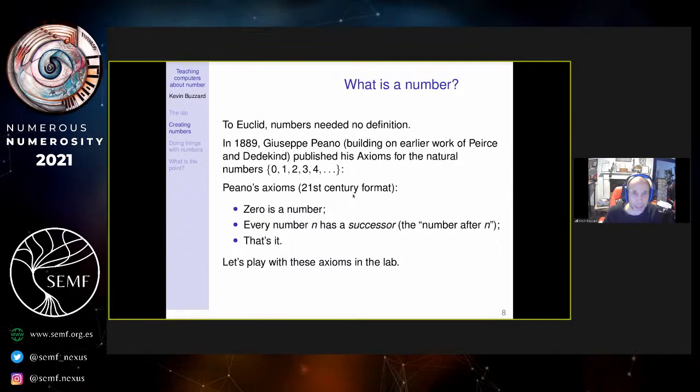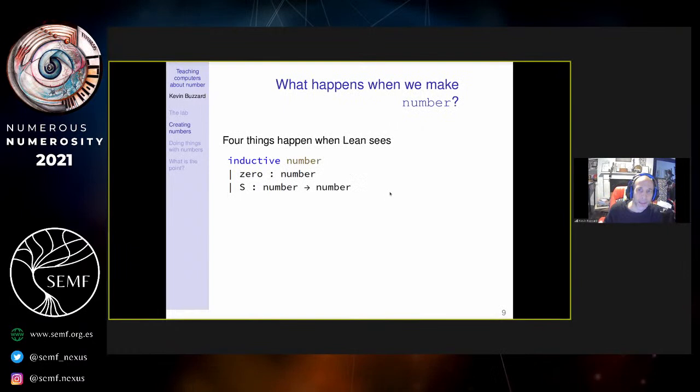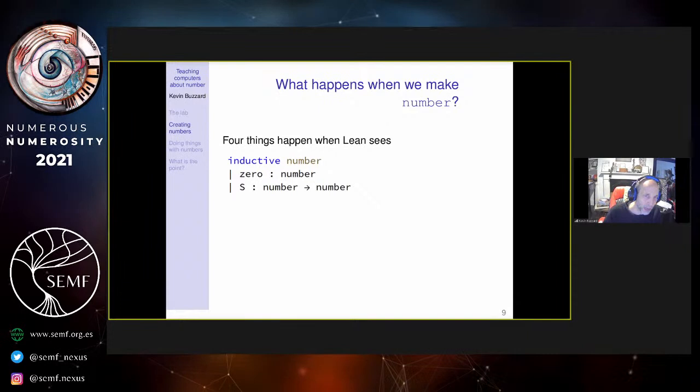So that was us playing with axioms in the lab. And now I want to talk a little bit about what actually happened under the hood, behind the scenes, when we made that number.